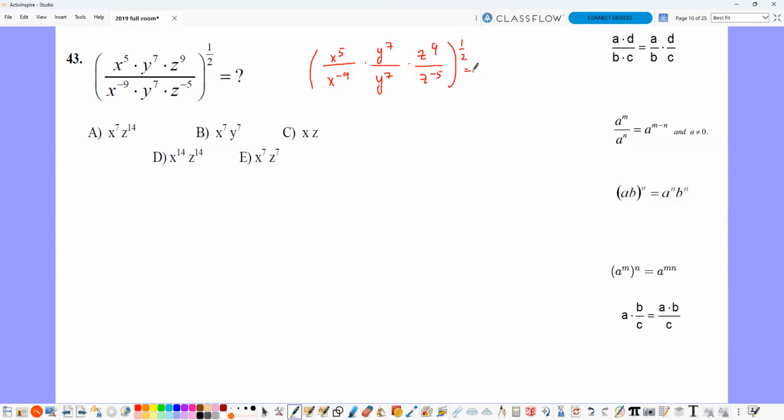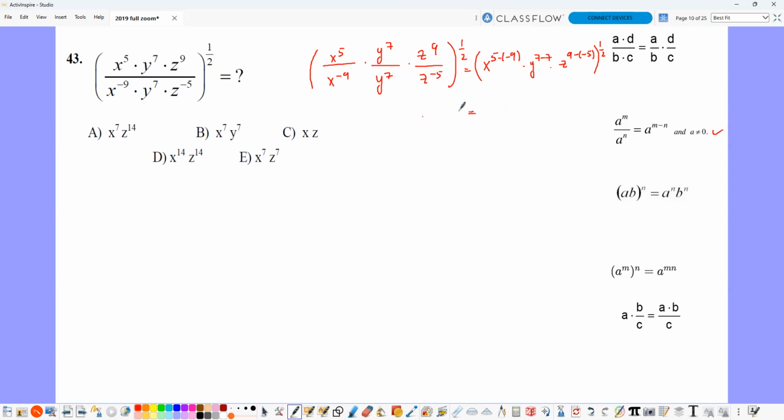In the second part here, I'm going to apply this rule. When you divide two exponential expressions with the same base, you subtract the powers, which means that the first one is x to the power of 5 minus minus 9, y to the power of 7 minus 7, times z to the power of 9 minus minus 5, which is later plus 5, and to the power of 1 over 2. So first I applied this rule here.